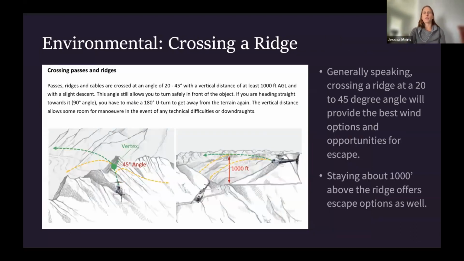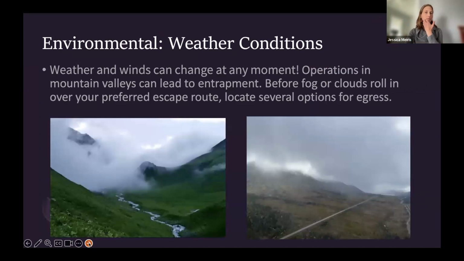Lastly, for environmental, how do we handle crossing a ridge or crossing a saddle? And typically that's with a 20 to 45 degree angle and a vertical distance of about 1,000 feet AGL. So that angle will allow you to have an escape route, to have a way to bail if something were to happen or you encounter a downdraft that you didn't expect. And again, staying about 1,000 feet above the terrain will also give you some escape options to mitigate any issues that you might come up with. So about 1,000 feet, 20 to 45 degree angle. Weather conditions can change rapidly in the mountains.